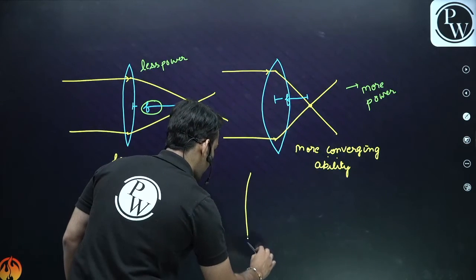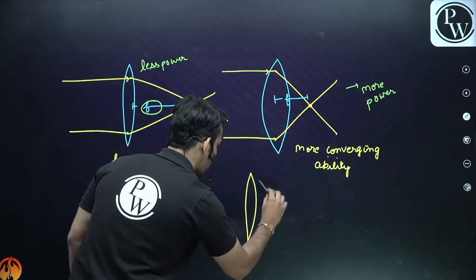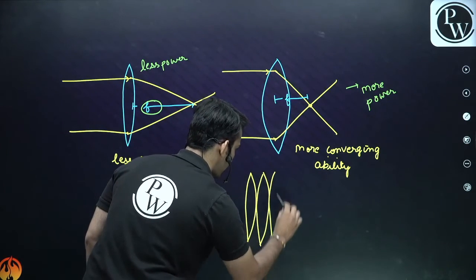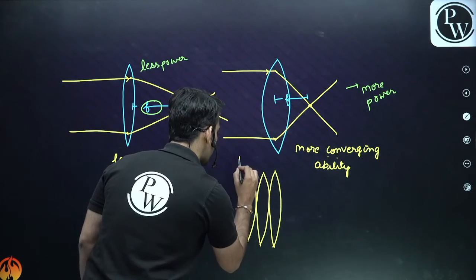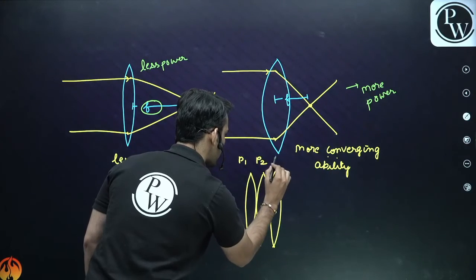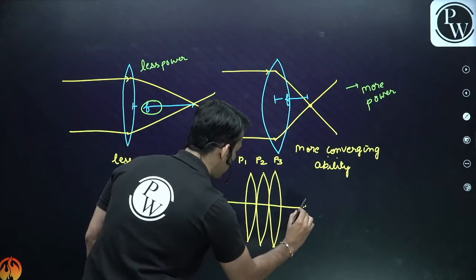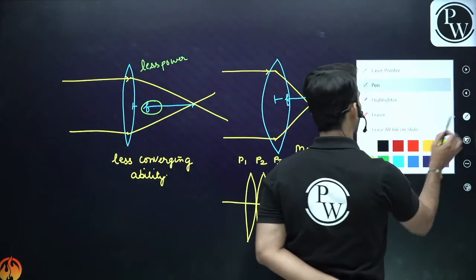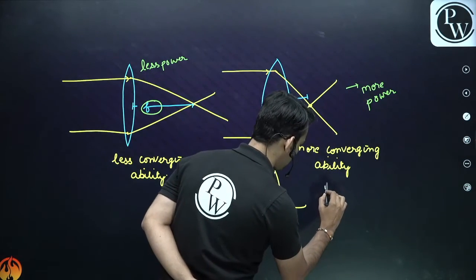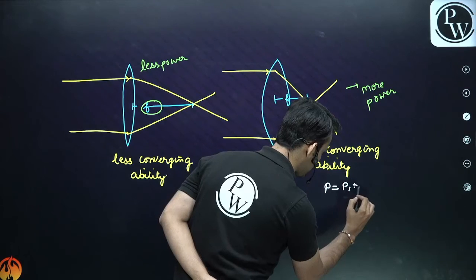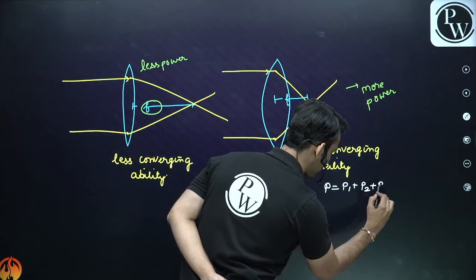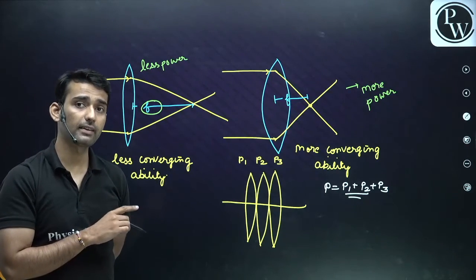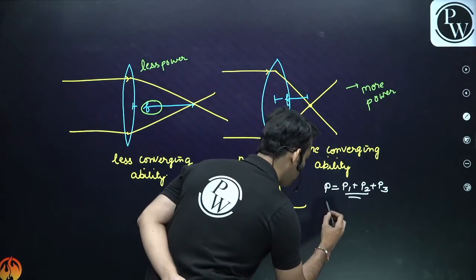Okay. Now the question is, sir, before trying this question, what about if I combine more than one lens? If I combine, let's say, 2 lenses or more than 2 lenses, let's take an example. So guys, this is P1, this is P2, this is P3. Obviously the resultant power would be different from each of these. So how do we find the resultant power? Resultant power would be nothing but just add all these with sign. For concave negative, for convex positive.